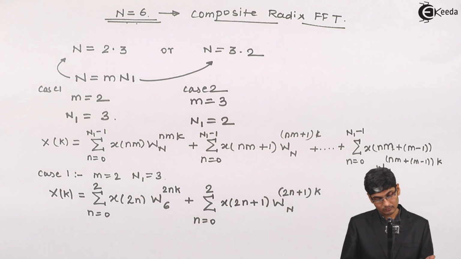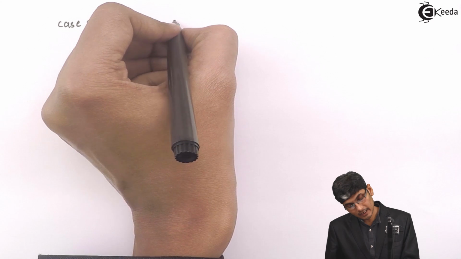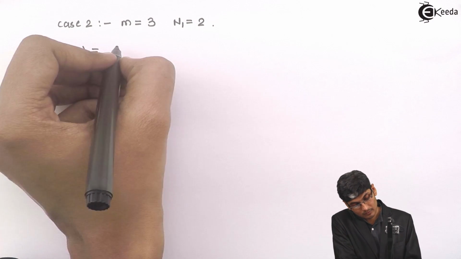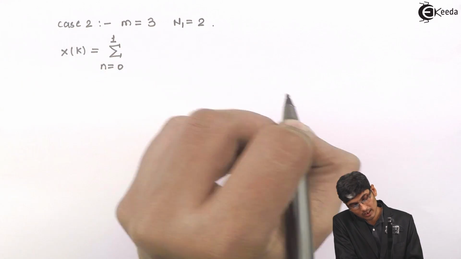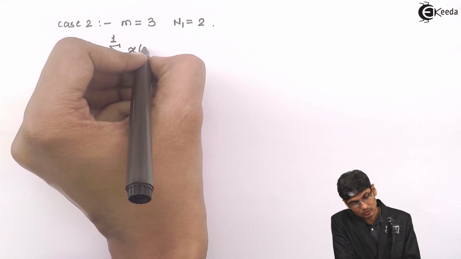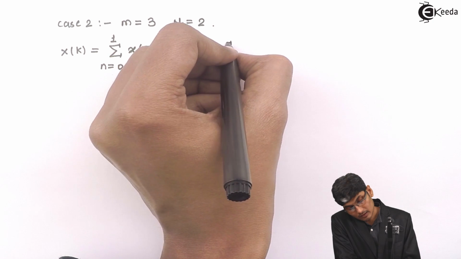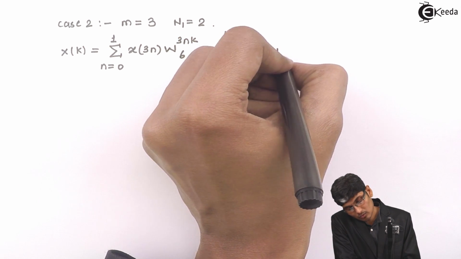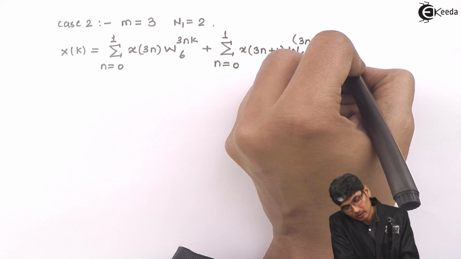Now the next is for case 2. Let us say for case 2, where my m value is 3 and N1 value is 2, X of k will be equal to summation n going from 0 to N1 minus 1, which is 2 minus 1, which is 1, x of n into m, so it will be x of 3n W_6 raised to 3nk, plus summation n going from 0 to 1 of x of 3n plus 1 W_6 raised to (3n plus 1) into k, plus dot dot dot and so on.